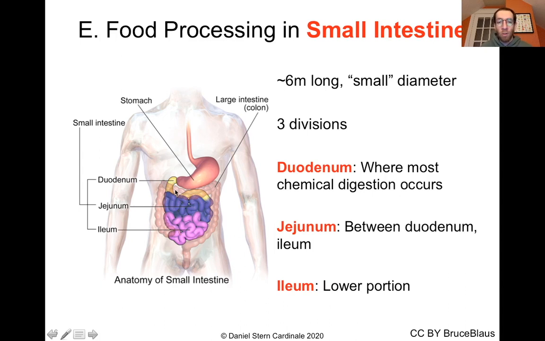Then we have the jejunum, which is the middle section, and the ileum, which is the lower portion that connects with the large intestine. The primary thing going on in those 2 parts of the small intestine is nutrient absorption. So at this point, we're going to pause, we're going to change gears a little bit, and we're going to talk about how we digest specific nutrients.